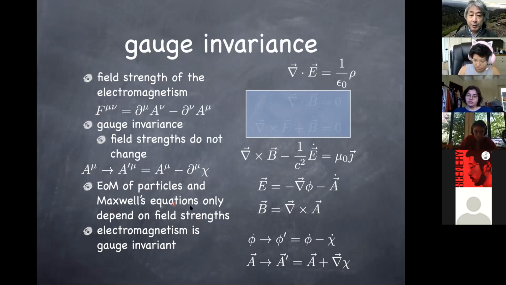Therefore, the Maxwell's equations don't change. They depend only on the field strength. And electromagnetism is gauge invariant. That's a statement we checked before by grinding through this vector calculus. But once again, things become a lot easier and more obvious once you use this Lorentz invariant notation.